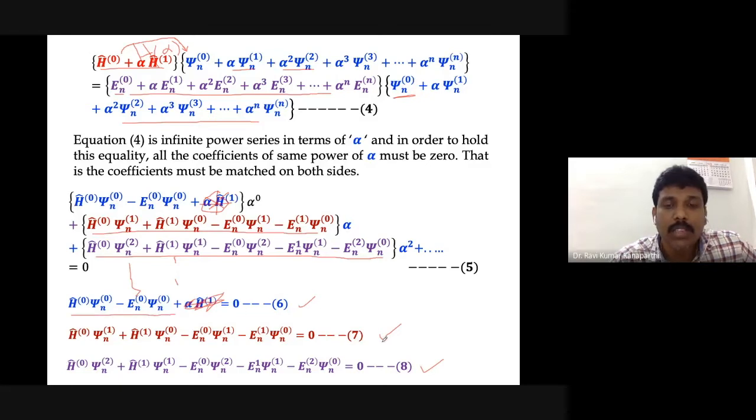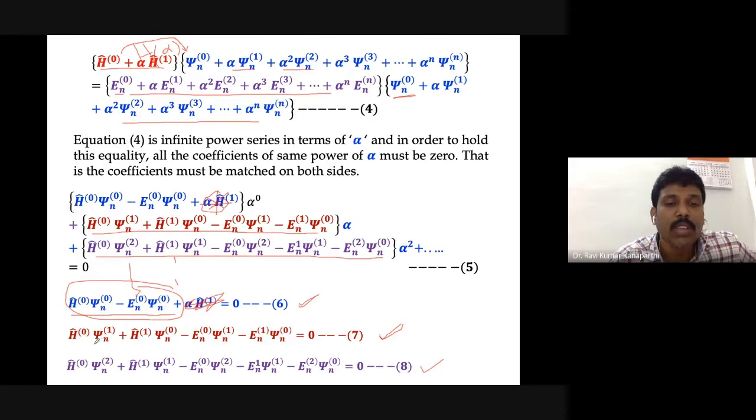Now we got three different equations, equation numbers 6, 7, 8. Let us look at them carefully. Here H0 operating upon psi 0 minus En0 psi 0 is equal to 0. This is a known equation, H psi is equal to E psi. It is the time independent Schrodinger wave equation of the unperturbed system, so there is nothing of interest in this particular expression. What is interesting are equations number 7 and 8.